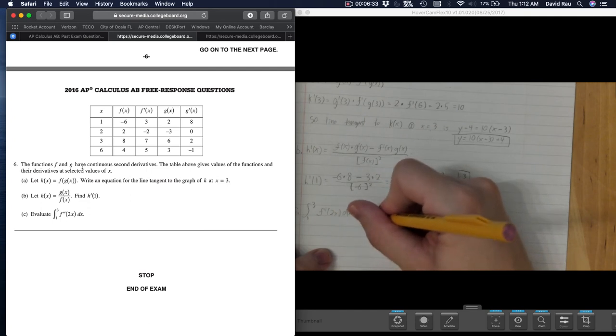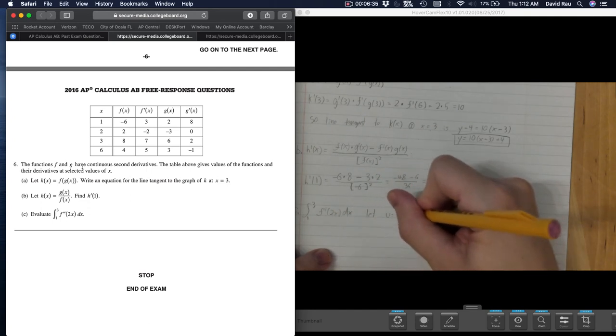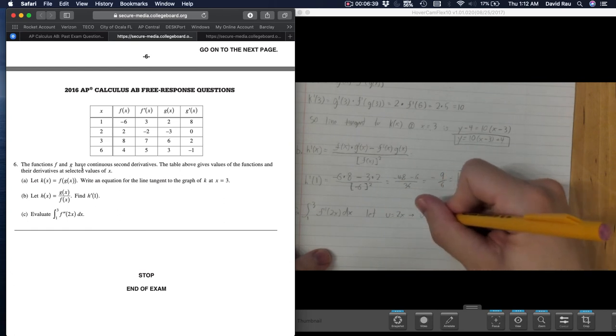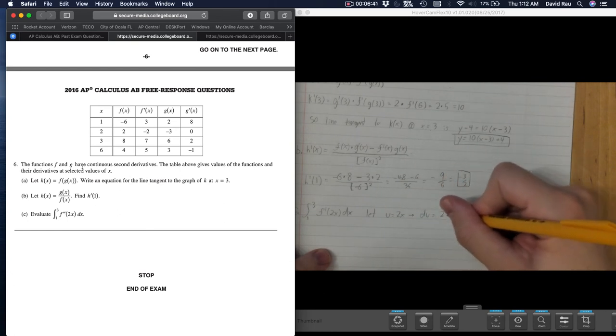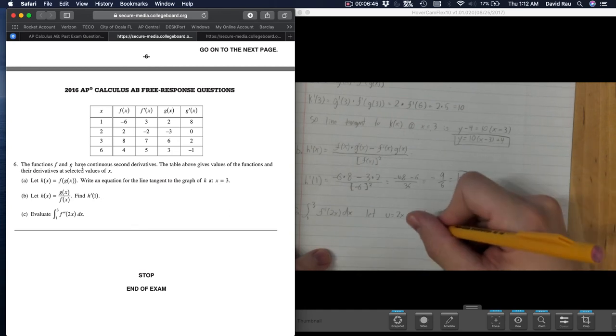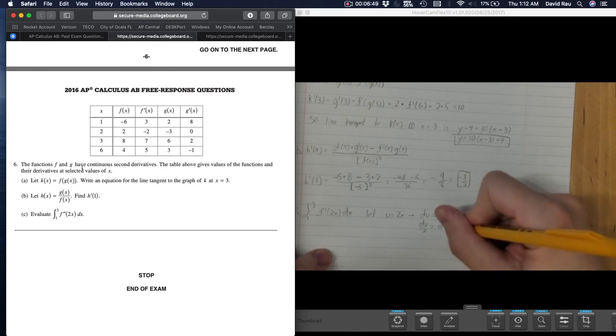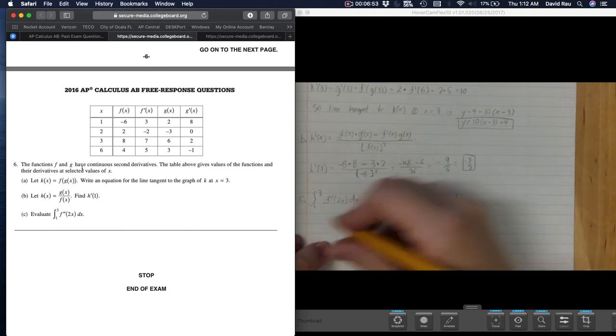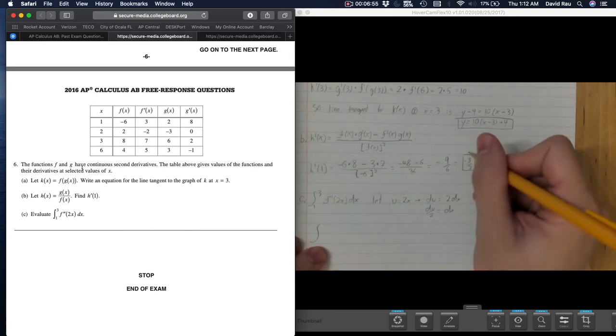So I'm going to say let u equal 2x. That means du is equal to 2 dx. And that means du over 2 is equal to dx. Okay, so now I'm going to rewrite this in terms of u.